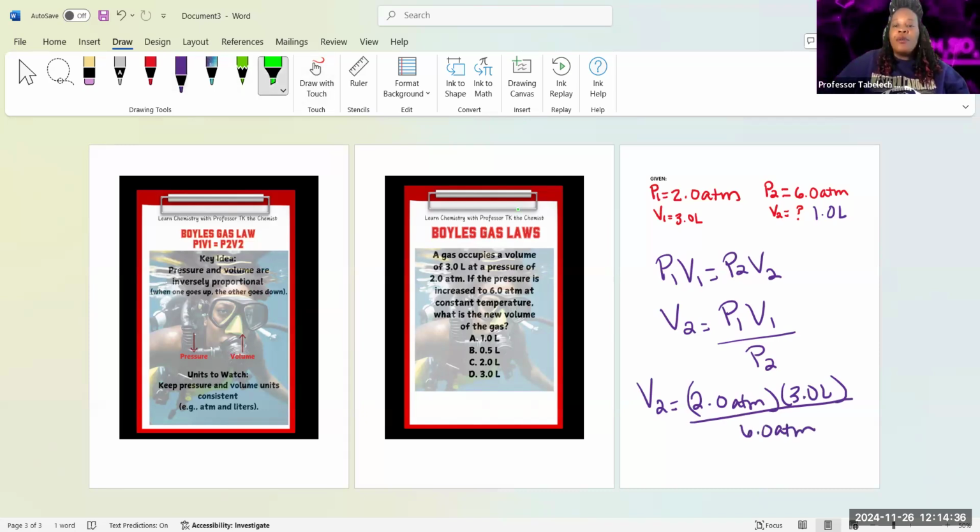And all you have to do is get rid of your atm in terms of your units because you don't need that anymore. Now let's go ahead and plug this into our calculator. We've got 2.0 times 3.0, which is 6.0. And we divide that by the 6.0 atm. So 6 divided by 6 gives you 1.0 liters. So our answer is A, 1.0 liters.